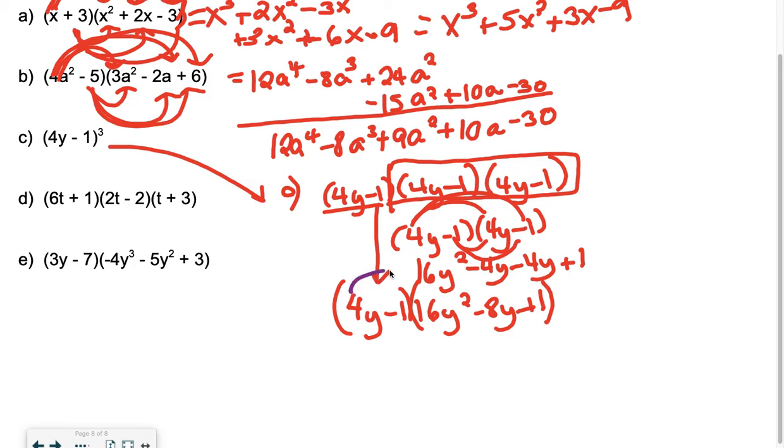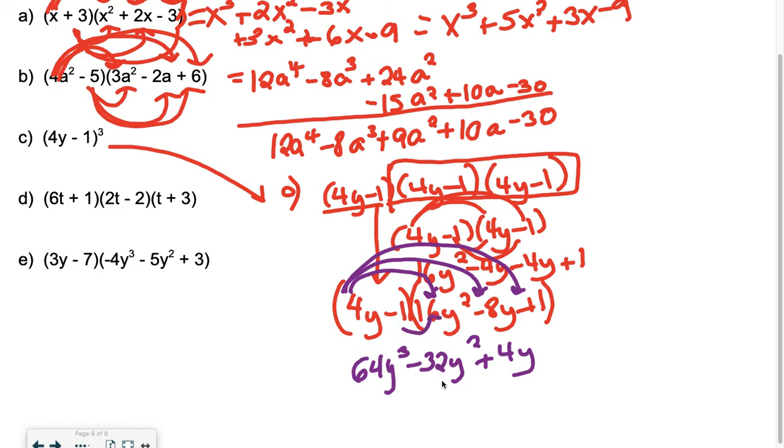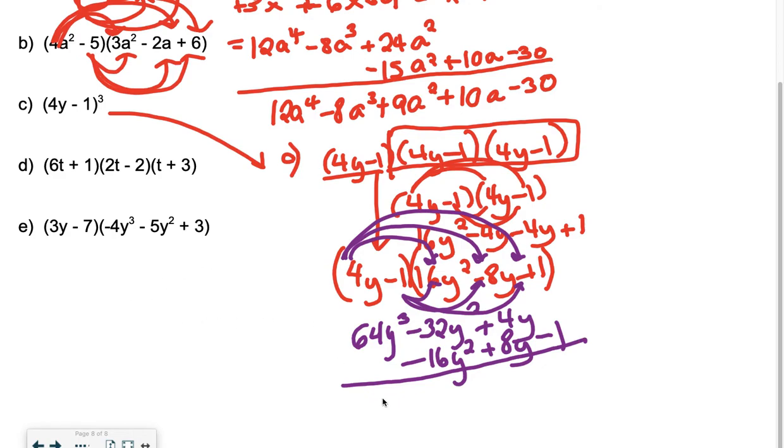So here we go. 4y times 16y squared is going to be 64y to the 3. 4y times negative 8y is negative 32y squared. 4y times 1 is going to be 4y. Now underneath, I'm going to combine my terms: negative 16y squared plus 8y minus 1. I end up with 64y to the 3 minus 48y to the 2 plus 12y minus 1.